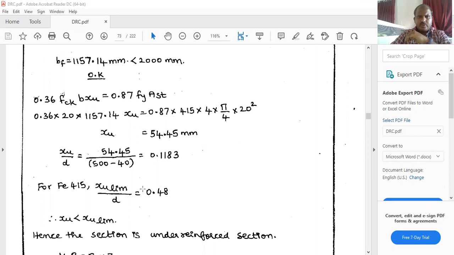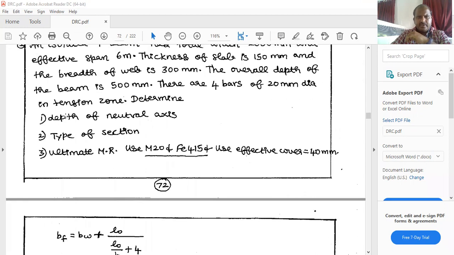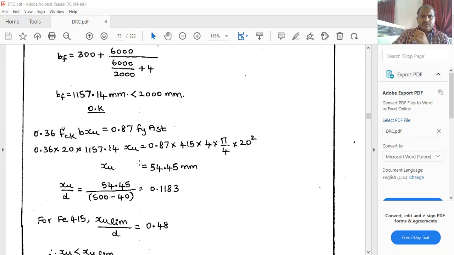So in this problem, we had to find the depth of the neutral axis, the type of the section, and the ultimate moment of resistance. All three values we have already found.